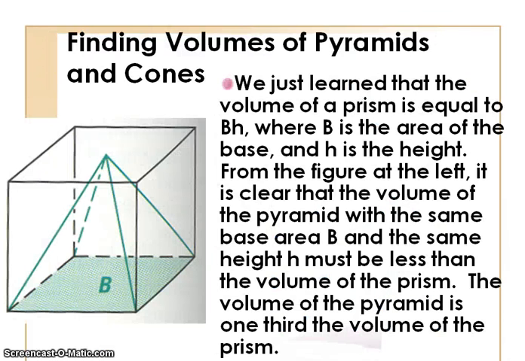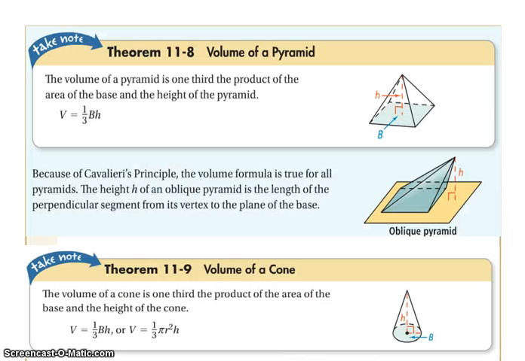Now, we also can find volumes of pyramids and cones. We just learned that the volume of the prism is just the area of the base times the height, but you can tell from this figure here at the left that there is no way that this pyramid that has the same base as that prism has as much volume as the prism does. So we use a similar formula. It is the area of the base, and we do multiply it by the height, but it's only 1/3 the volume of the prism. So here are our formulas.